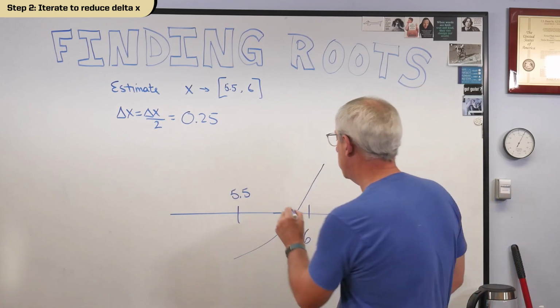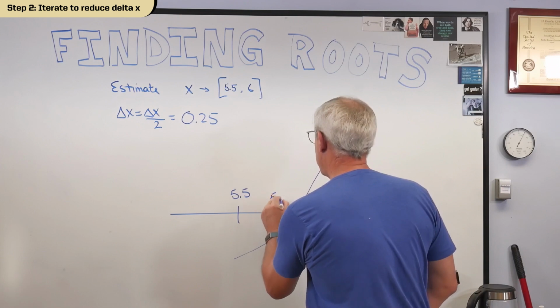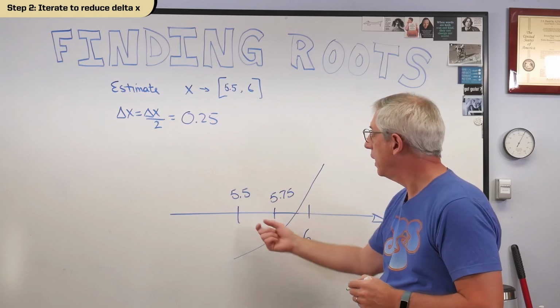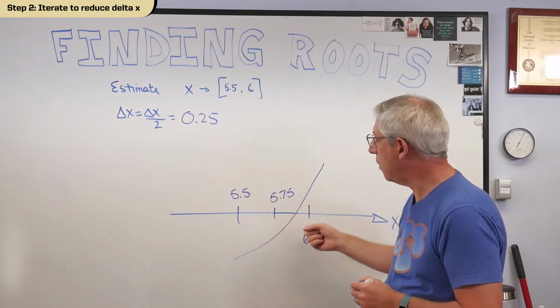Well, what's the next midpoint I need? Well, that's 5.75, because delta x is now a quarter. It was a half. So now I know it's somewhere in there.